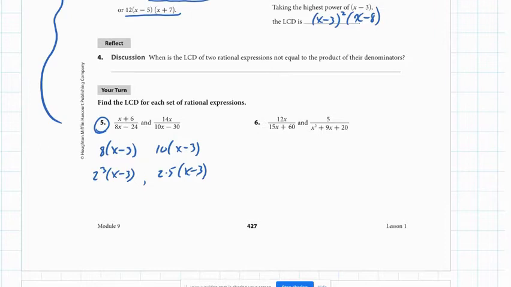So our least common denominator is going to have factors 2, 5, and x minus 3. And so our least common denominator then is 2 cubed times 5 times x minus 3. 2 cubed is because the highest power that we see is 3. And so that is 40 times x minus 3.